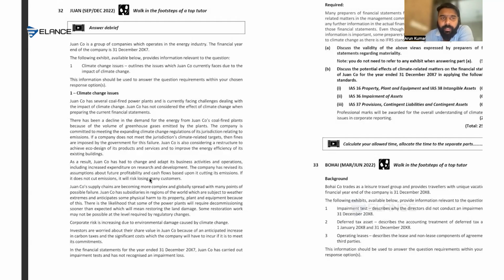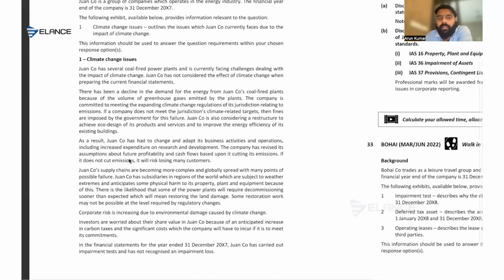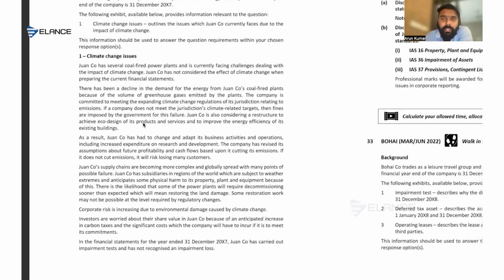Okay, so here there is a climate change issue, and Juvan company has several coal-fired power plants and is currently facing challenges dealing with the impact of climate change. Juvan has not considered the effect of climate change when preparing the current financial statements, but there has been a decline in the demand for energy from Juvan's coal-fired plants because of the volume of greenhouse gases emitted by the plants. The company is committed to meeting the expanding climate change regulations in its jurisdictions relating to emissions. If the company does not meet the climate change targets of such jurisdictions, then fines are imposed by the government for this failure.